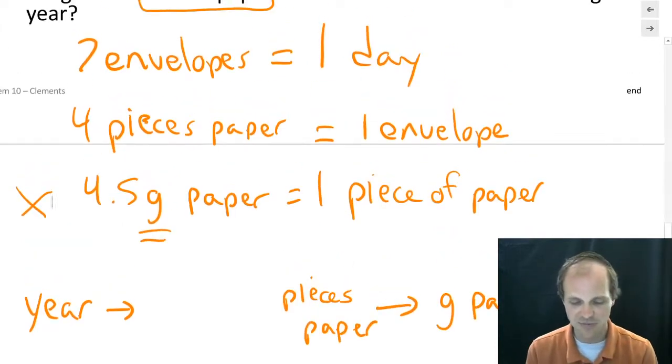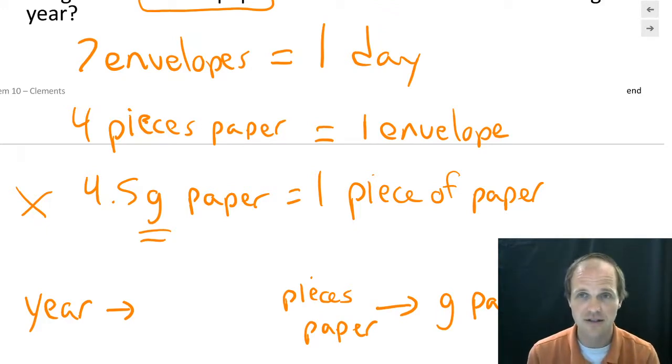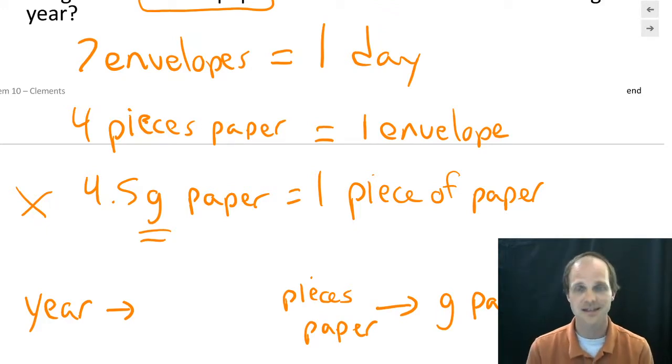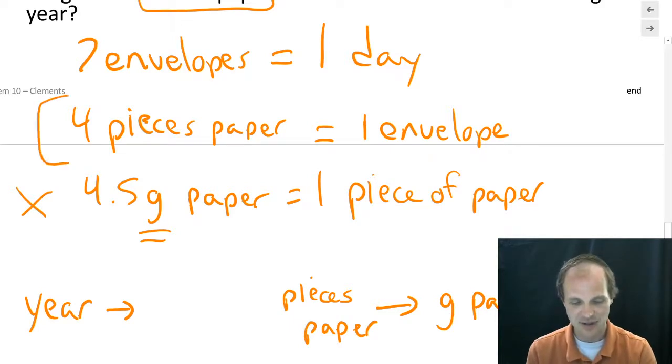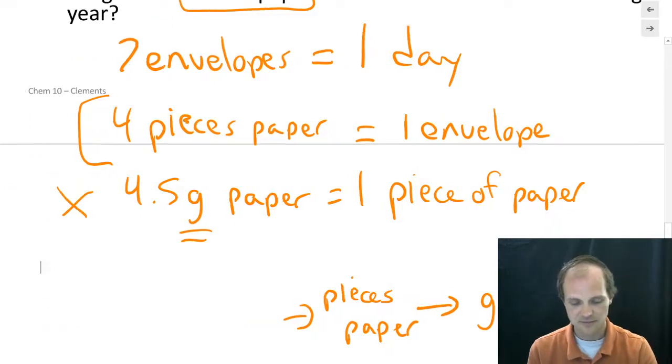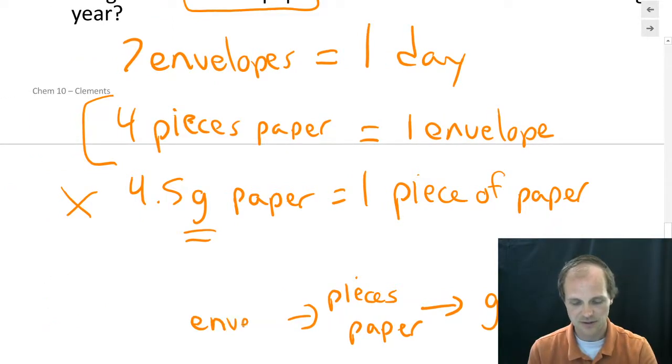But I've got pieces of paper. What am I going to do with pieces of paper? I don't know. This is so confusing. But you look at what you have available to you, and there's only one conversion factor, one conversion equality that talks about pieces of paper, and that's this one here. And the thing it converts into is envelopes. I'm going to run out of space here. Is envelopes.